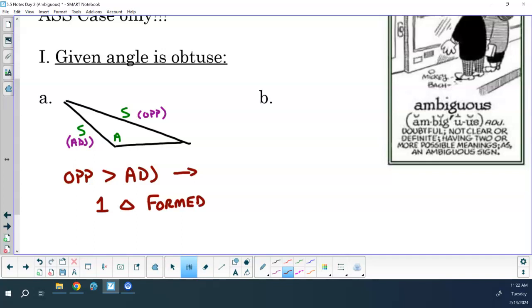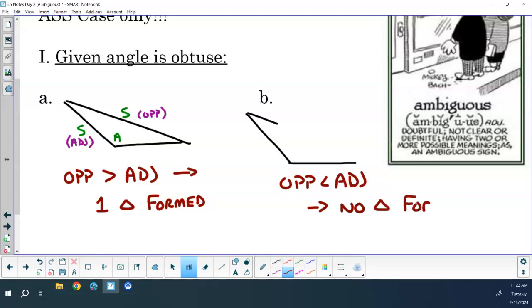And you only get one. If the opposite side is shorter than the adjacent side, then you get no triangle formed, because we would be violating that the longest side is opposite the biggest angle.